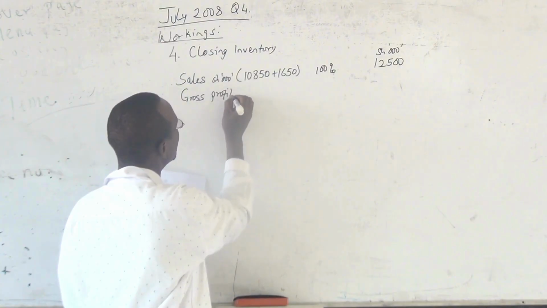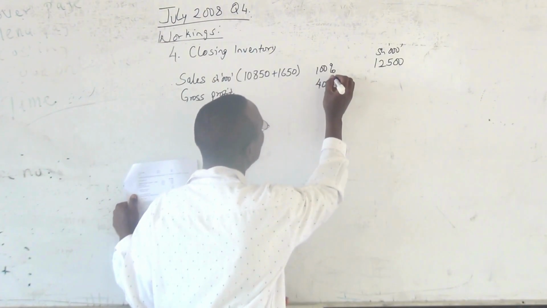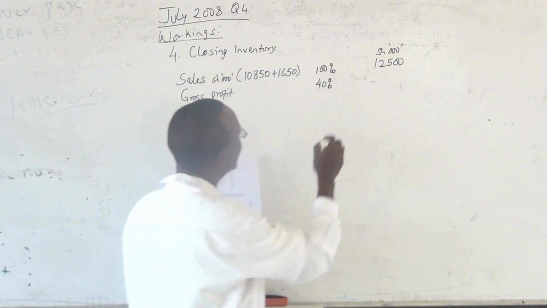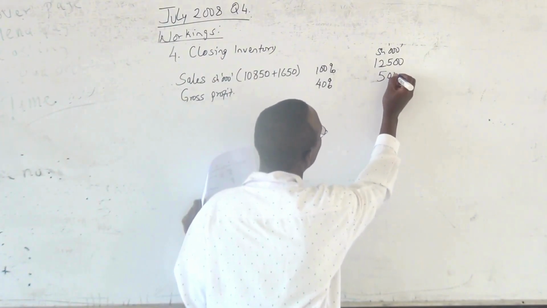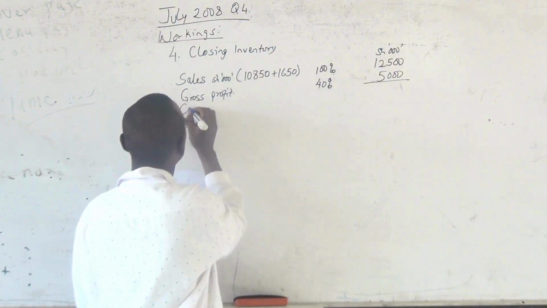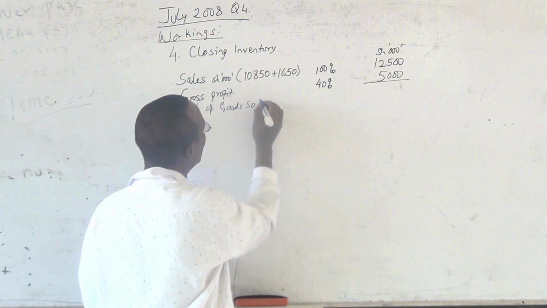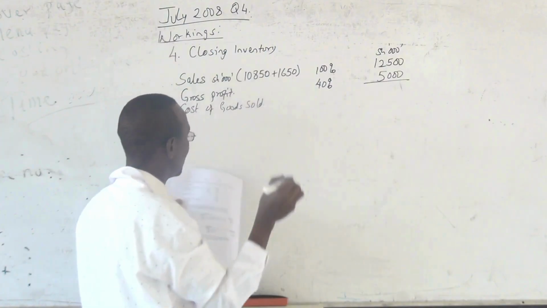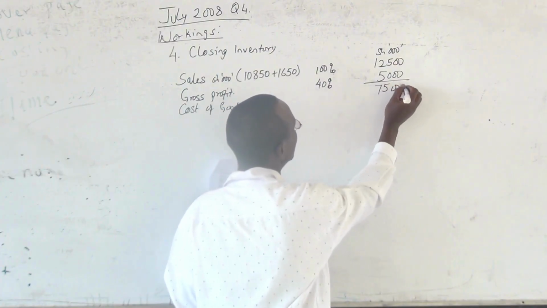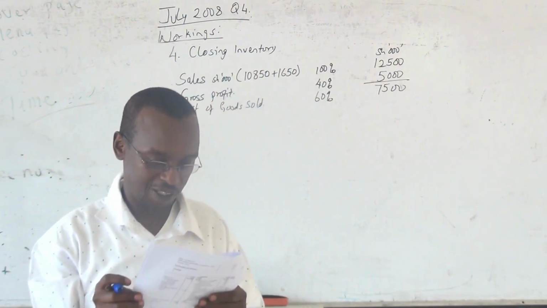Then, our gross profit margin is how much? 40%. 40% of this is the gross profit, which is 5,000. So if you less here, what you will get is what? The cost of goods sold, or cost of sales. Okay? Which is 7,500, and it is 60%. That is the cost of sales.